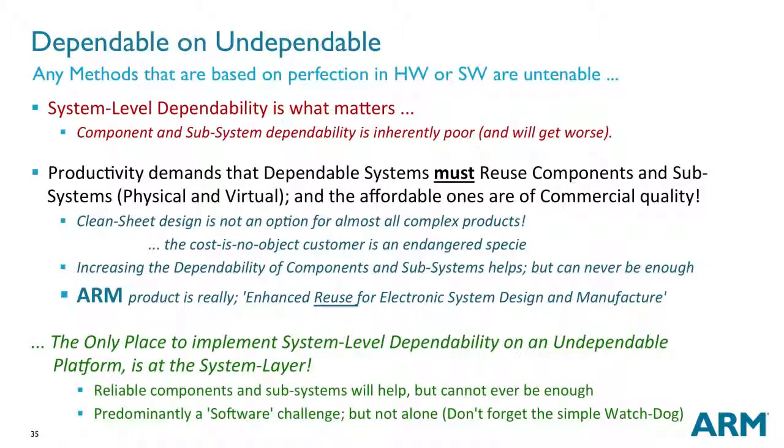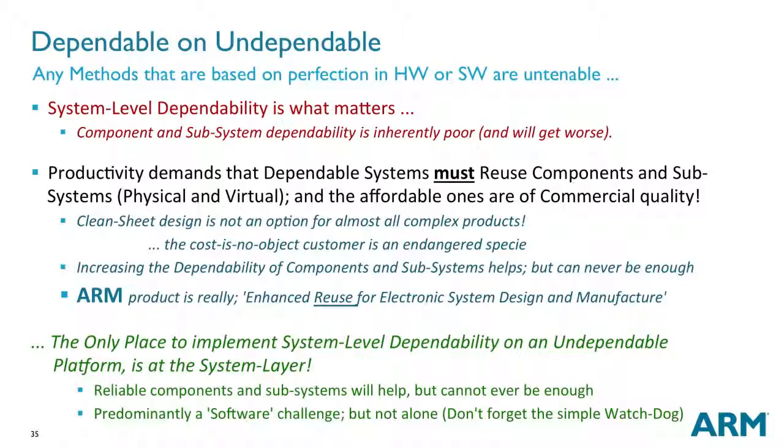So dependable on undependable is a fundamental thing that we're going to have to face. We've got to produce dependable systems, there is no doubt about that, but we have only got undependable components on which to build. System level dependability is what matters. Components and subsystem dependability is poor and will get worse. And productivity demands say we must use these, there is no other option. So the only place to implement system level dependability then on an undependable platform is at the top level. There's nowhere else that you can do it. Having improved functionality and dependability on the lower levels is good because it helps the top level to do it. But the top level has to handle this.